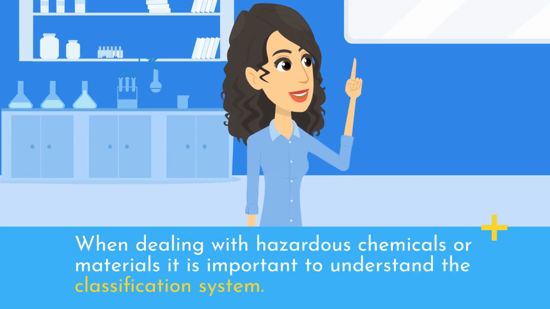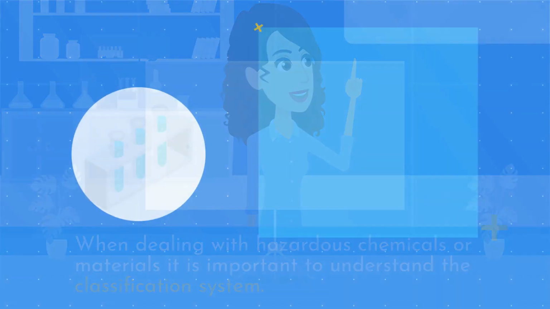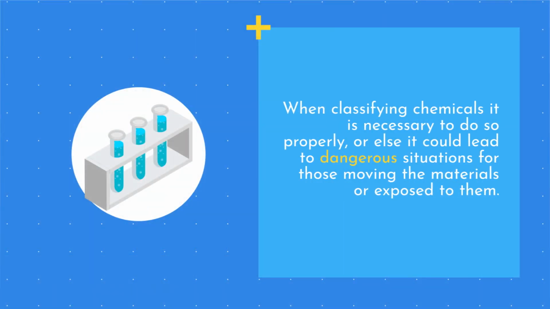When dealing with hazardous chemicals or materials, it is important to understand the classification system. When classifying chemicals, it is necessary to do so properly, or else it could lead to dangerous situations for those moving the materials or exposed to them.